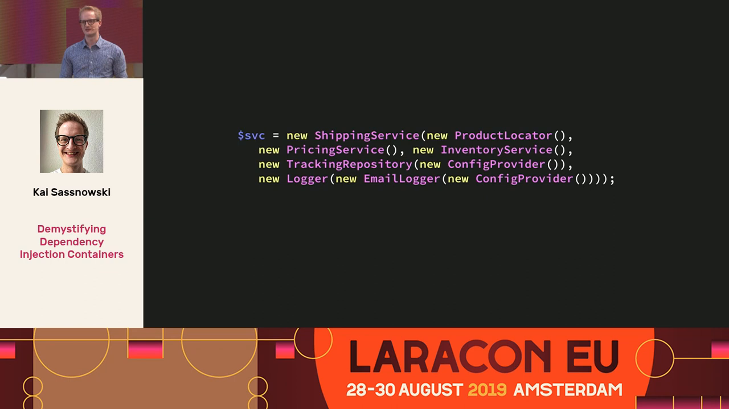That's the one problem. And the other problem is, this is a lot of knowledge about a whole bunch of objects that's required to create the shipping service. Whatever part of the application is trying to create a shipping service now knows about all of its dependencies and its transitive dependencies. It knows the entire object graph. So this is kind of difficult. You don't want to copy and paste this line of code every time you want a shipping service.